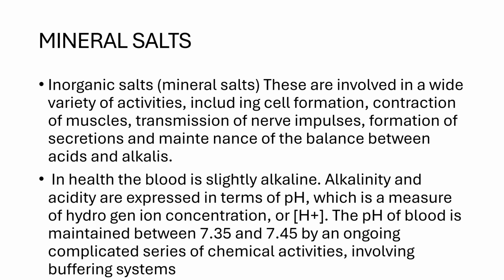So in health, the blood is slightly alkaline, and alkalinity and acidity are expressed in terms of pH, which is a measure of hydrogen ion concentration. The pH of blood is maintained between 7.35 and 7.45 by an ongoing complicated series of chemical activities involving buffering systems.